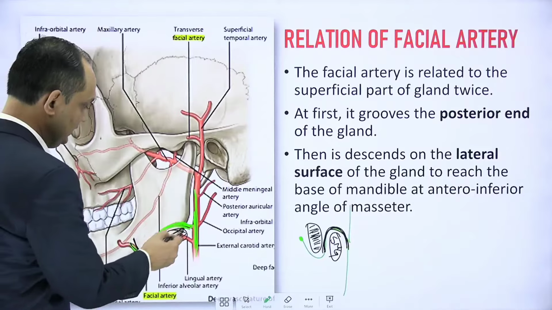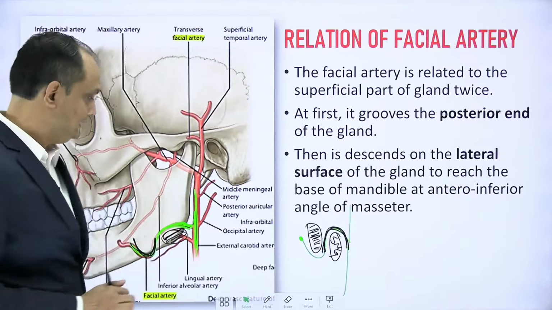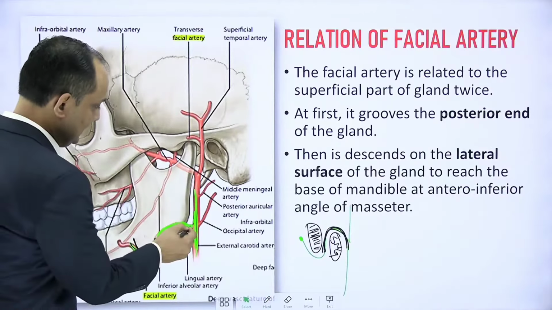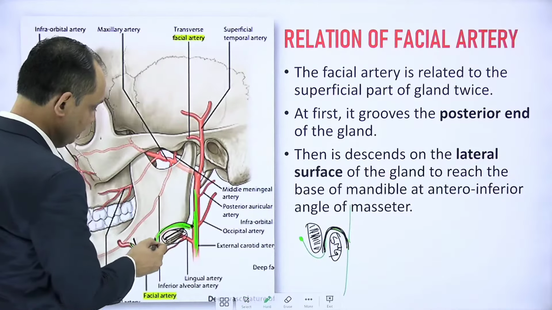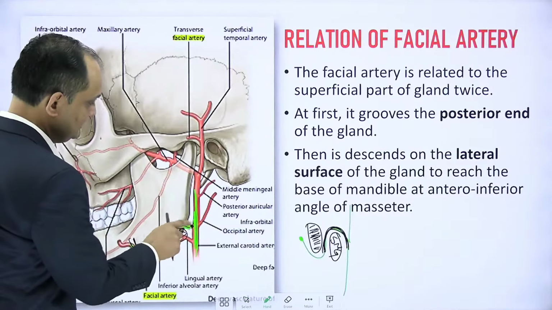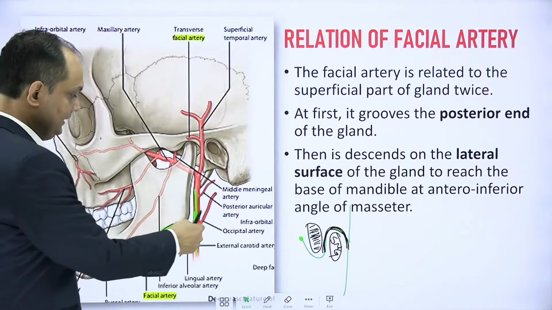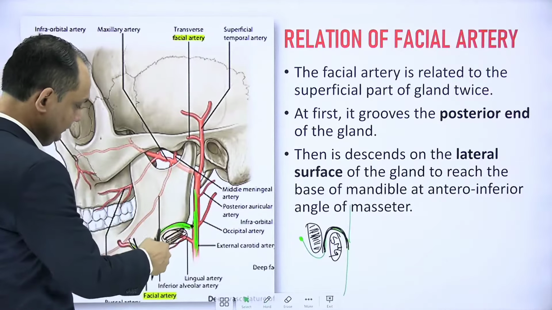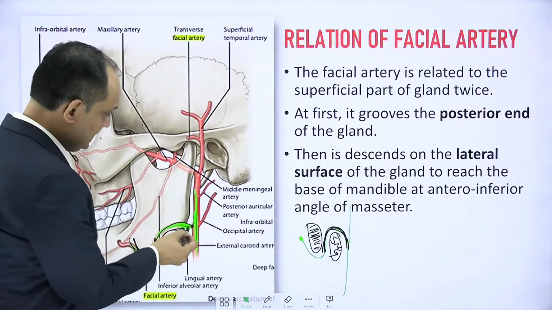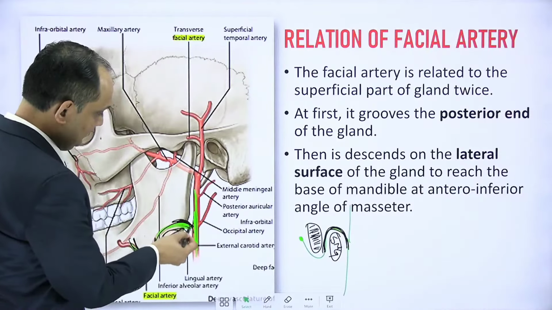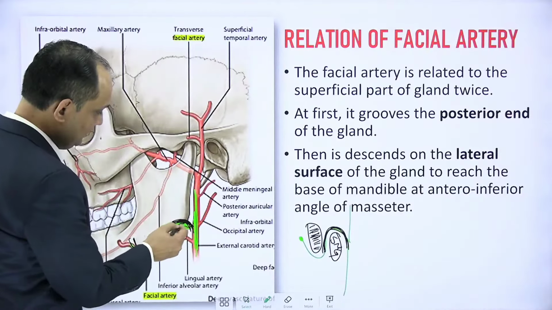Now you have to keep this concept in mind, that this loop is arising and going in a forward direction. It is not just that the loop arises and comes back in the same plane. After taking origin, it goes in the forward direction. So first, as soon as the loop arises, it will make a groove on the posterior end.